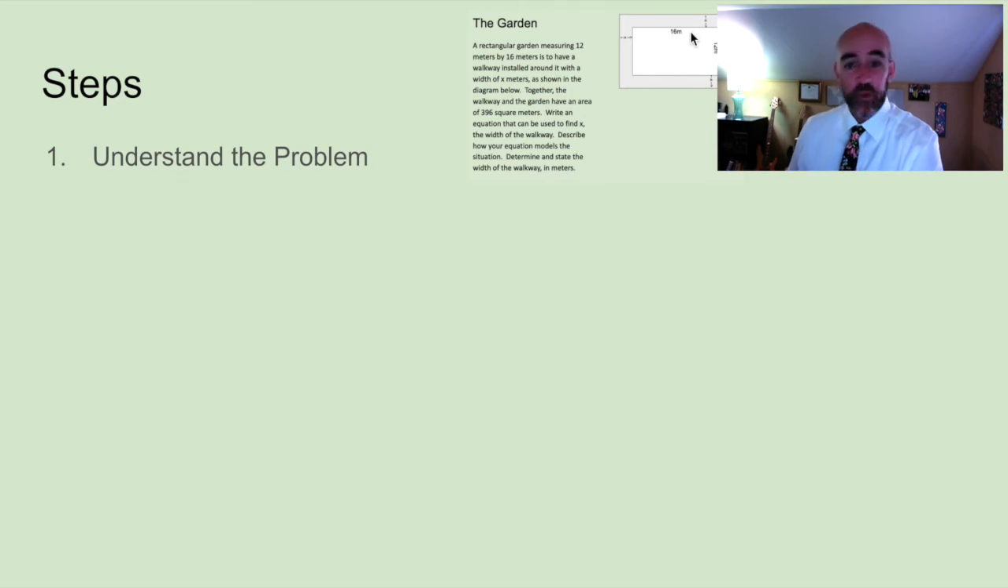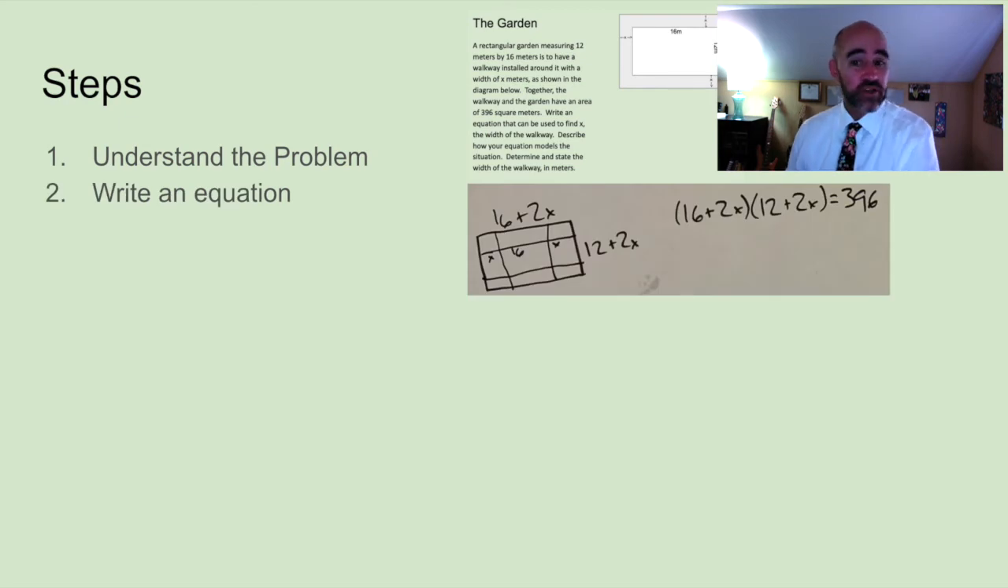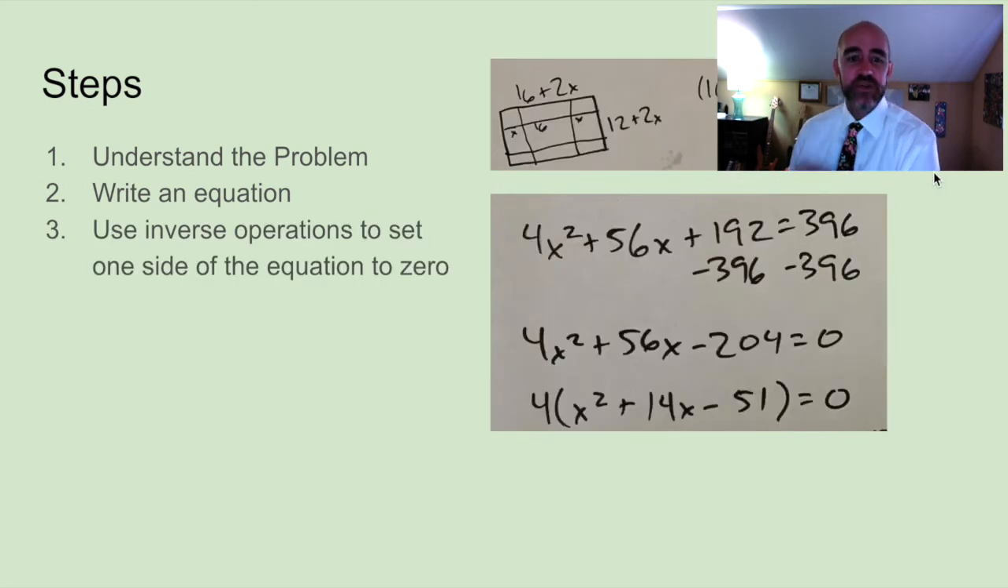Okay, now let's review the steps that we took to solve this problem. Number 1, we read and understood the problem. We made sense of what it was asking. What do we know? What do we need to know? Number 2, we wrote an equation. In this case, we wrote an equation that represents the area, length times width, equals the area that was given. After we wrote that equation, we used inverse operations to set one side of the equation to 0. In this case, we subtracted 396 from both sides.